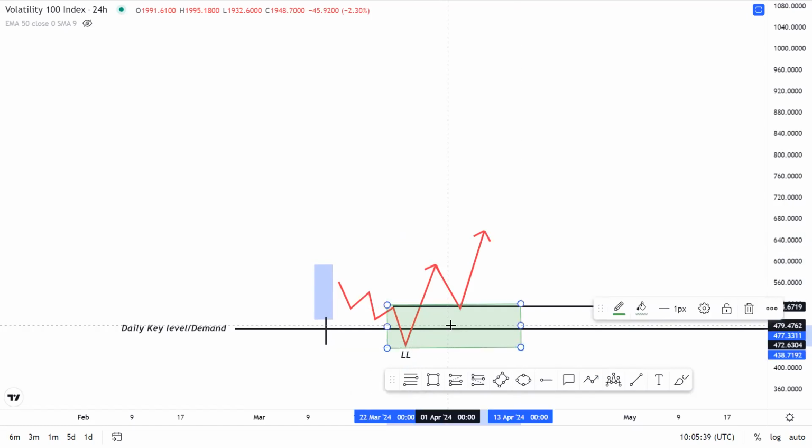And what would be my buy confirmations? My entry confirmation would be rejection candlesticks, 1 hourly time frame rejection candlesticks, 1 hourly time frame bullish engulfing candlesticks at the retest of this level, right about here, the green rectangular zone right about here. That would be my entry criteria for buys.